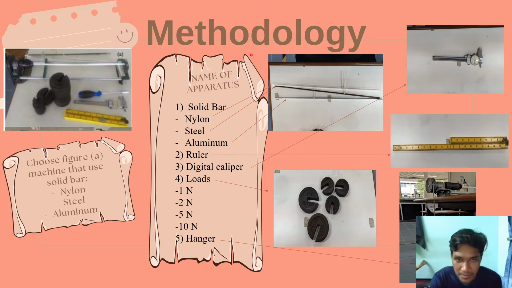Today I will present the methodology for Experiment 6, which is torsion of the bar. For this experiment, the apparatus we use are three types of solid bar, which are nylon, steel, and aluminium. We have a ruler to measure the distance and a digital caliper to measure the diameter. We use loads of 1 Newton, 5 Newton, and 10 Newton. And we have a hanger.